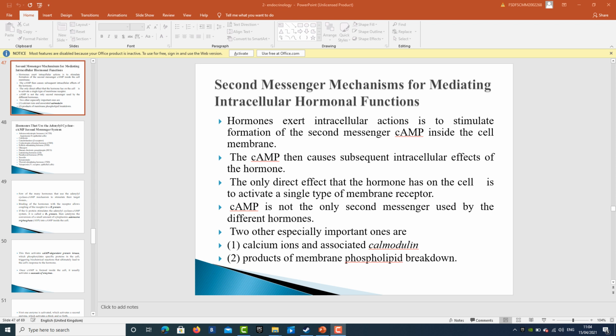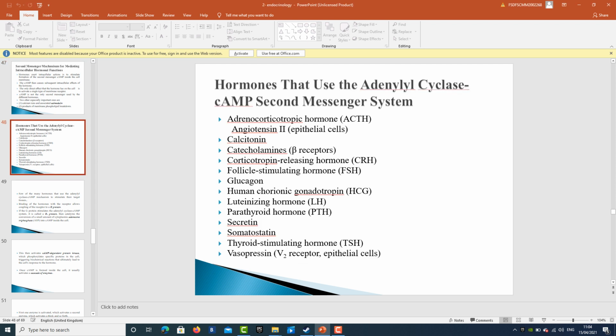The only direct effect the hormone has on the cell is to activate a single type of hormone receptor. Cyclic AMP is not the only second messenger system used by the different hormones. There are two other especially important ones, calcium ions with associated calmodulin, and the products of membrane phospholipid breakdown, etc.